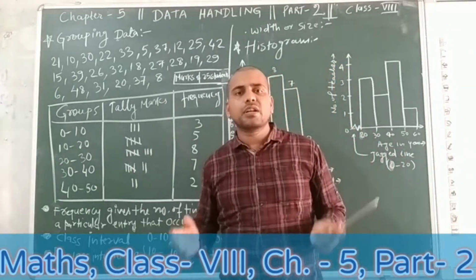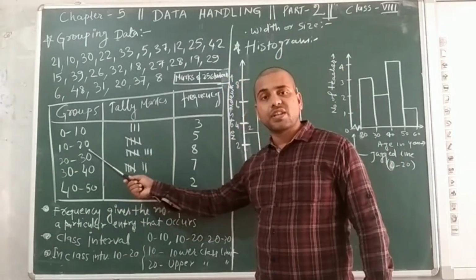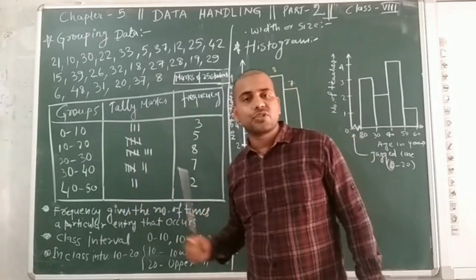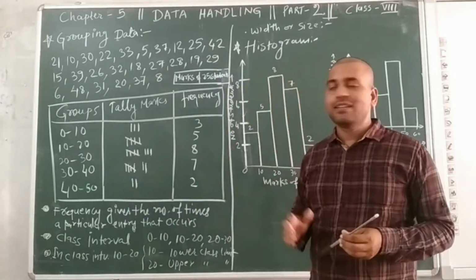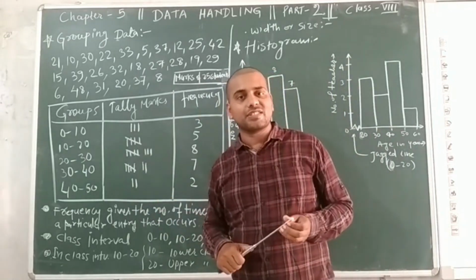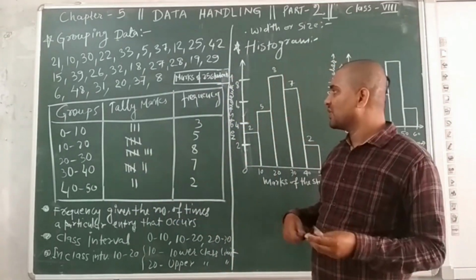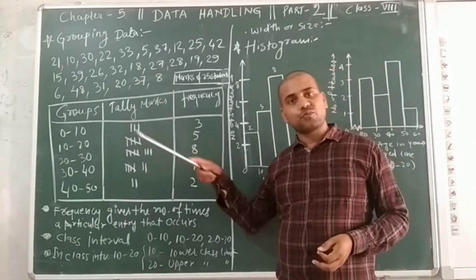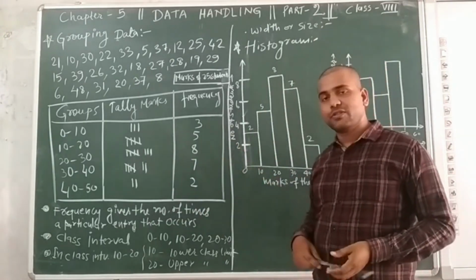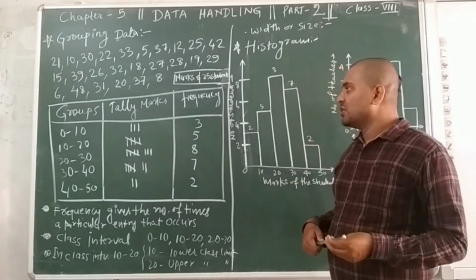So for that we will make groups: 0 to 10, 10 to 20, 20 to 30, 30 to 40 and 40 to 50. That grouping we have done, and it has now become easy for us to represent data. In this grouped data, you can see marks, as we have already used in organizing data, and frequency also we have already used.